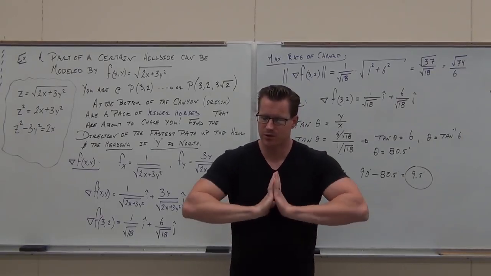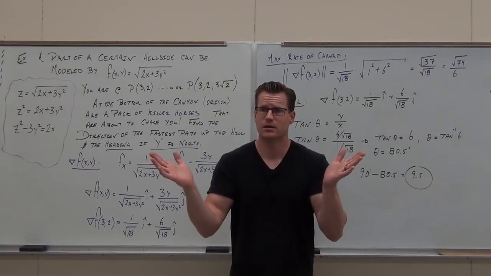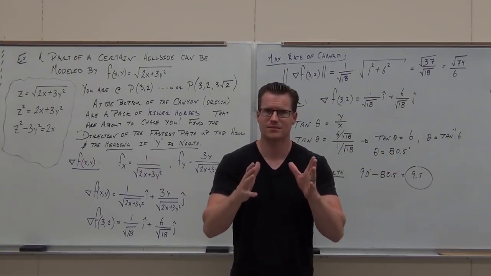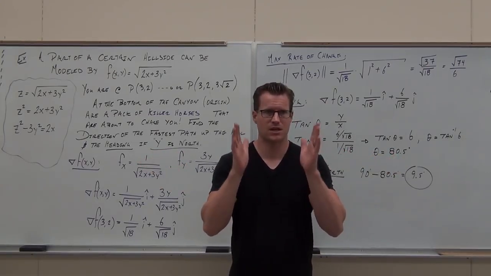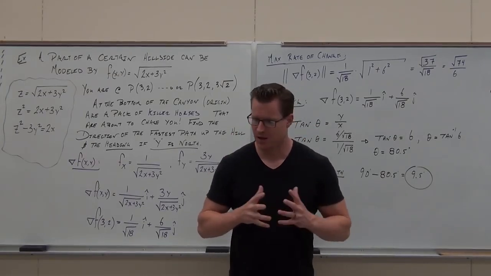So long story made real short, the direction of maximum increase is called the gradient. The direction of maximum decrease is called the negative of the gradient. The actual rate of maximum decrease or increase is the magnitude of the gradient, because that's the important vector we talked about for all of the day.